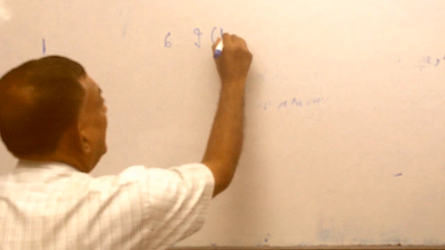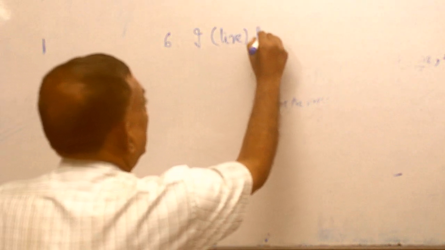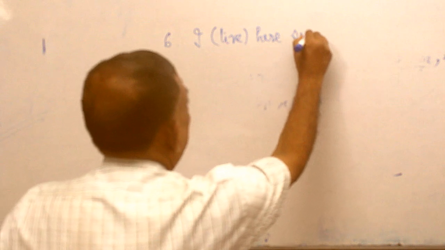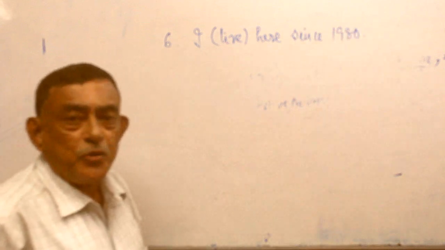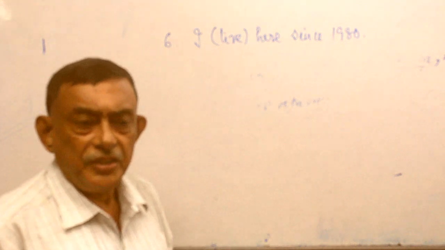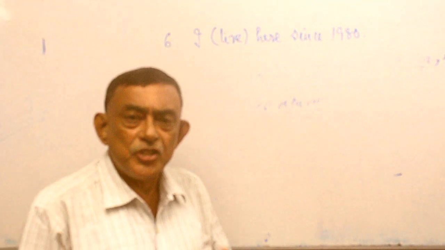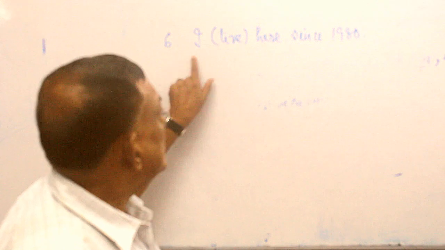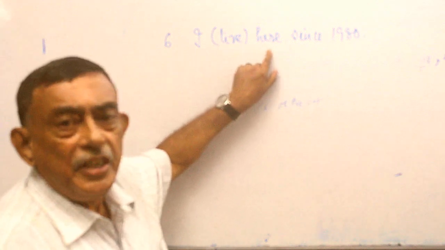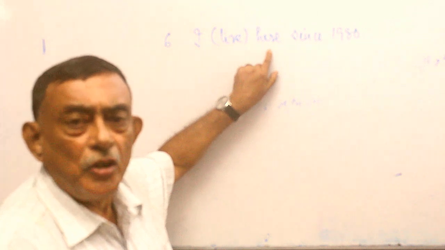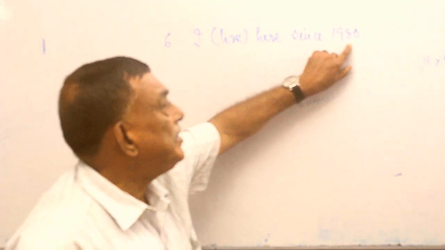I live here since 1980. Now you have to answer. I will not answer it. Just see, a few minutes ago I discussed it. Here, "I" is the subject, "live" is the verb, and "here" is an adverb of place. Object is not given. I live here since 1980.